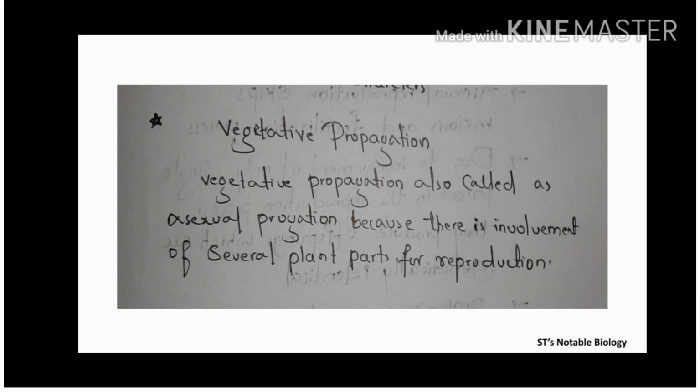Next, let's see what vegetative propagation is. Vegetative propagation is also called asexual propagation because there is involvement of several plant parts for reproduction. In previous slides we have seen the use of plant parts for reproduction, and this ability is fully exploited by gardeners and farmers for commercial propagation of such plants.